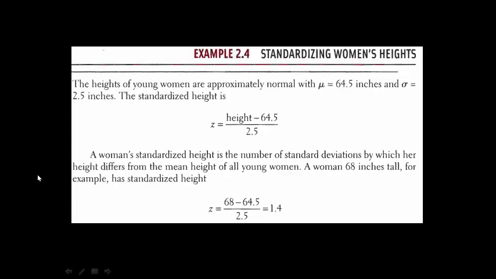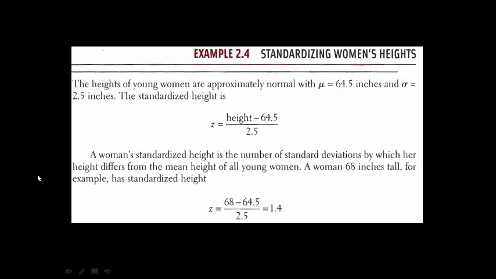The example that we have right here is example 2.4 from your book. It says the heights of young women are approximately normal. As soon as you see that, you know it's a normal curve. Mu is 64.5 inches, standard deviation 2.5 inches. The standard height is given by z equals the height, and the height is whatever individual value we are looking for or that we're given, and we're going to find the z-score, how many standard deviations away that person is. So it's the height minus 64.5, which is our mu, over the standard deviation 2.5.